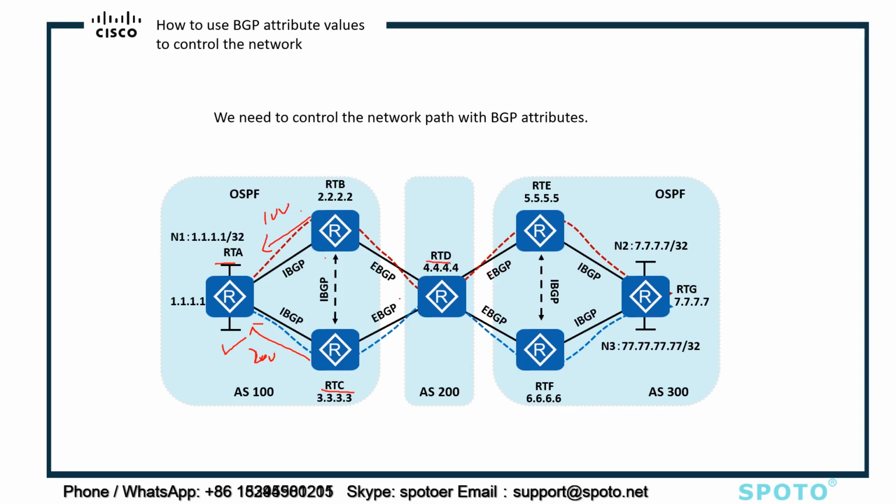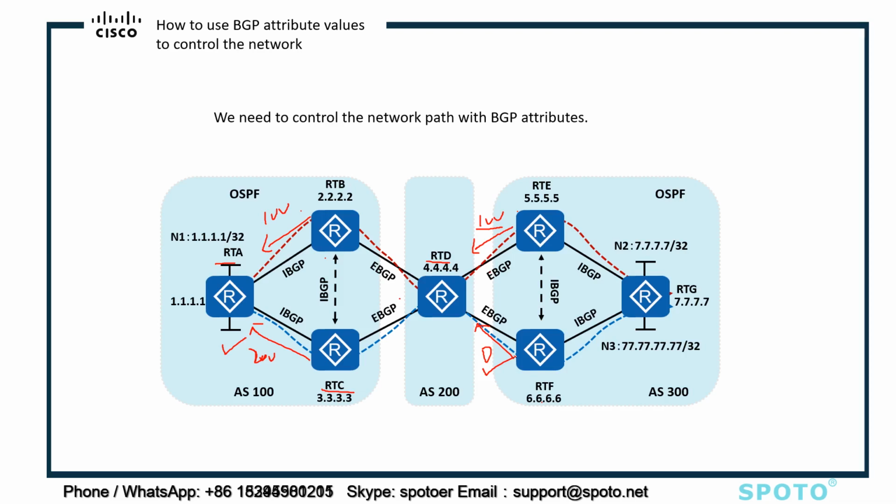Between RTD and E and F, we just change the metric value of RTE's route. We change it to 100, and the MED value is 0, so RTD will think this one is better. In this example, we just use the local preference and the MED value to achieve the aim. So when RTA receives the route to RTG, it will just choose the second path.